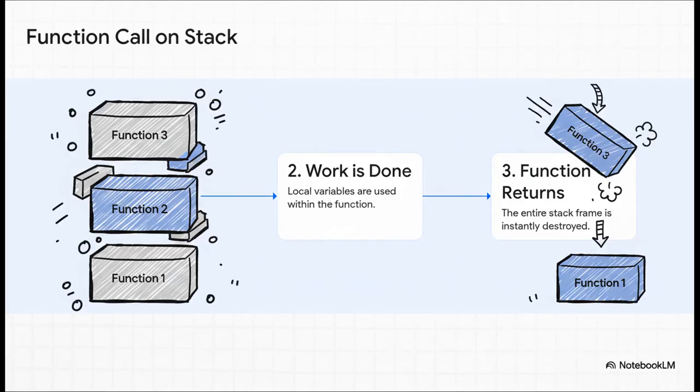The process is what we call last in, first out, or LIFO. Think of it like stacking plates. You call a function, a neat little package of memory called a stack frame gets placed on top. The function does its work, and when it's done, that entire package is instantly whisked away. The process is just brutally efficient. We're talking about a single CPU instruction to allocate or deallocate.